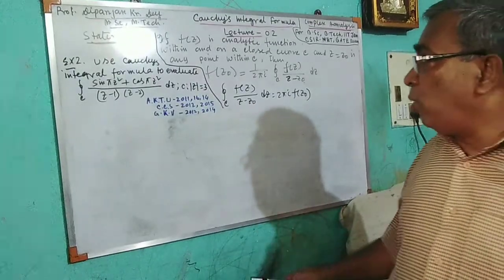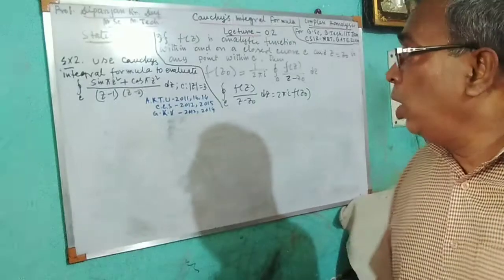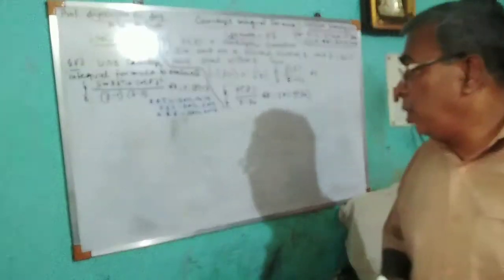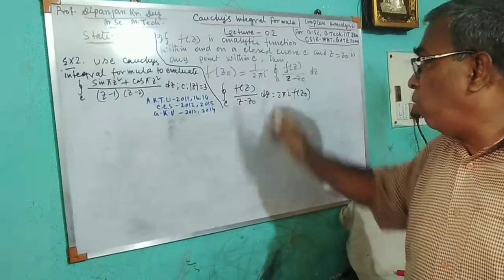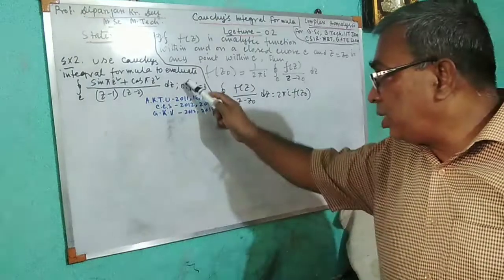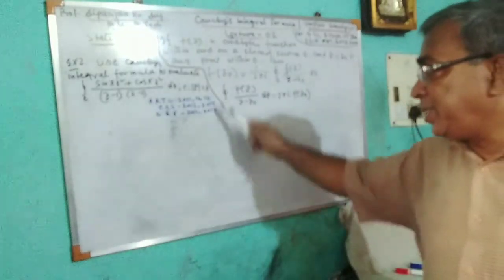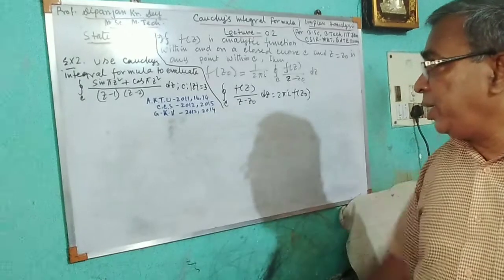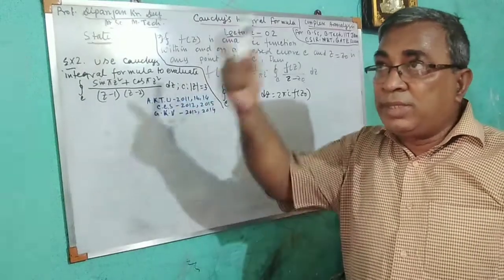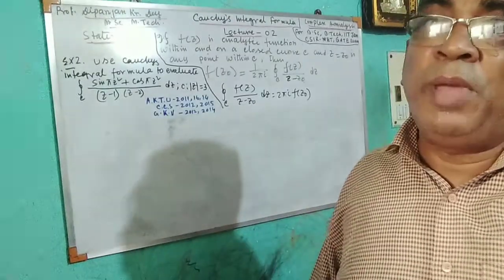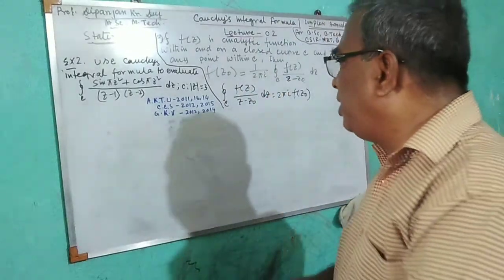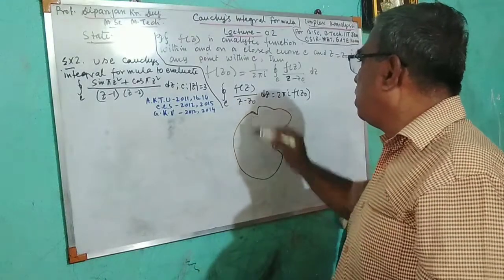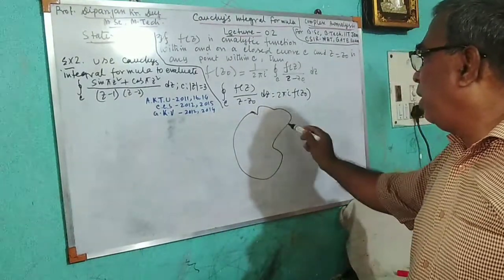So before that, once again, I repeat, what is Cauchy's integral formula? Fz is analytic function within and on a closed curve C. So this is the closed curve here, mod z equal to 3. This is a circle of center 0, 0, radius is 3. Closed curve, that is starting and ending point are same. It may be a circle, it may be a square, it may be a rectangle or any other closed curve. Starting and ending point are same.